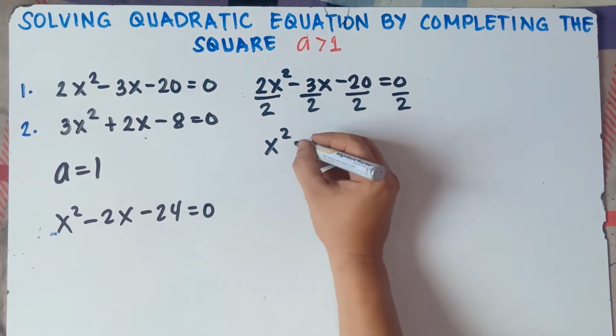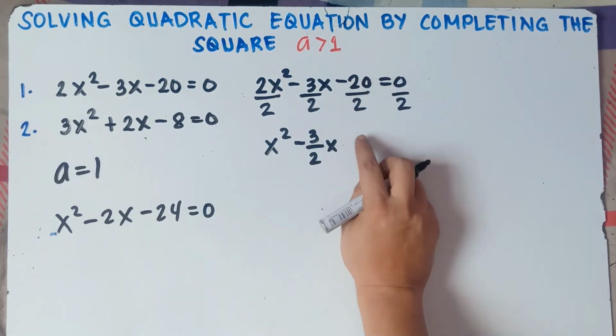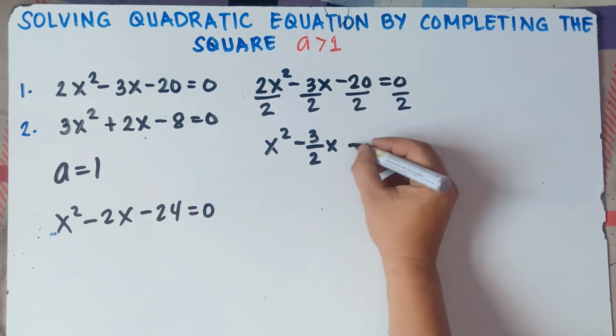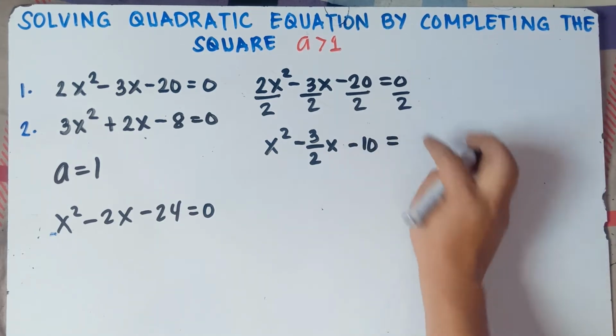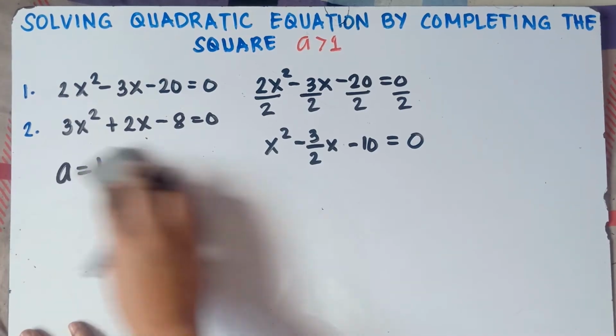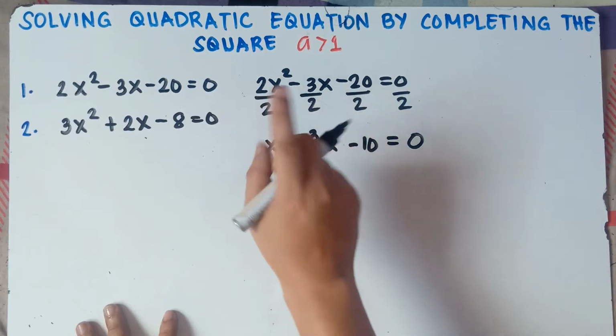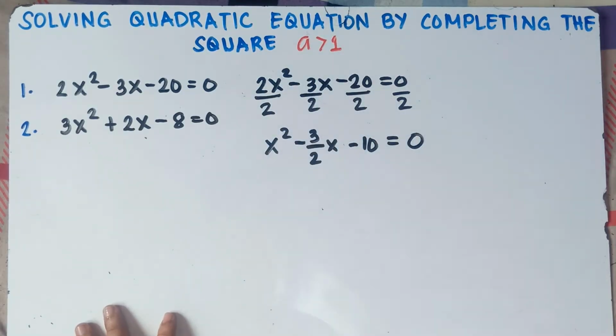So simply copy, class, negative 3 over 2x. Negative 20 divided by 2. Can we divide? Yep, negative 20 divided by 2 would be negative 10, equals 0 divided by 2, that is 0. Alright, so once again, class, always remember that the first step, you need to make this numerical coefficient, or the value of a, become 1.